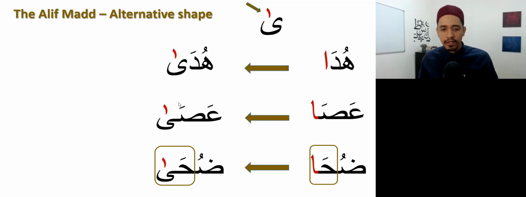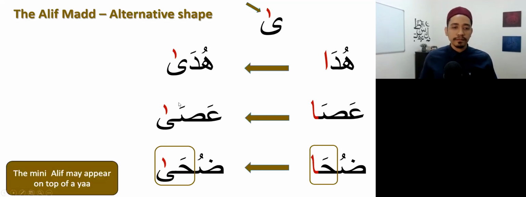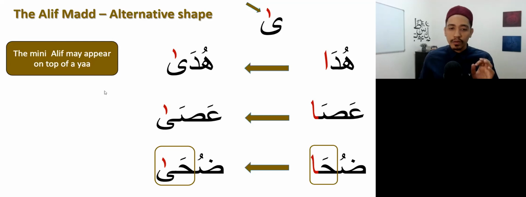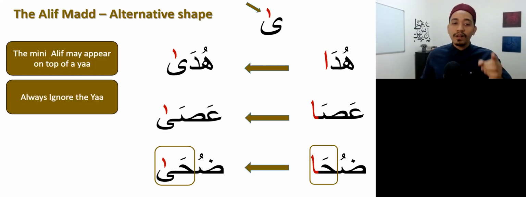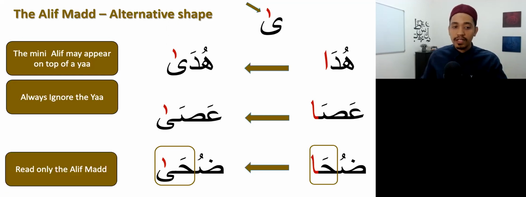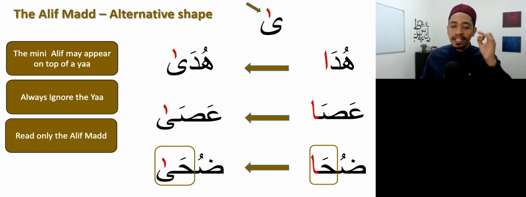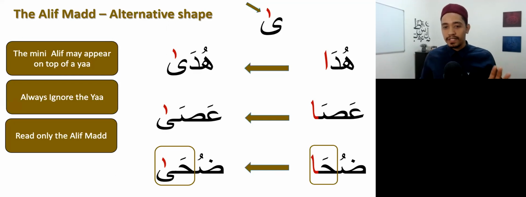There's the alif on top of the ya. Okay, so first I want to go over three very clear conclusions because it's so important. The mini alif may appear on top of a ya. Number one. Number two, always ignore the ya. If you see that alif there, read only the alif mad. Make it crystal clear.